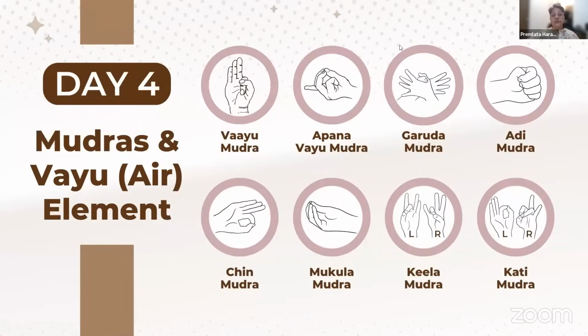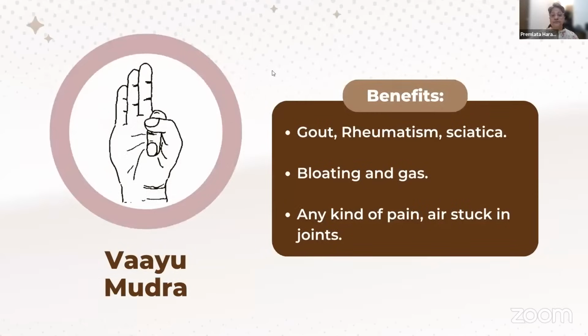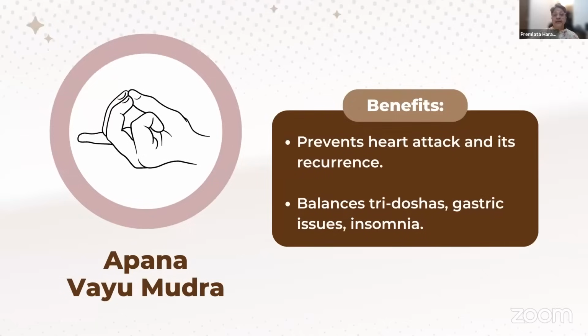Yeah. So this is Vayu Mudra. Gout, rheumatism, sciatica, bloating and gas, any kind of pain, air stuck in joints. Okay. The next one is Apana Vayu Mudra, which is a combination of two mudras, Apana Mudra and Vayu Mudra.